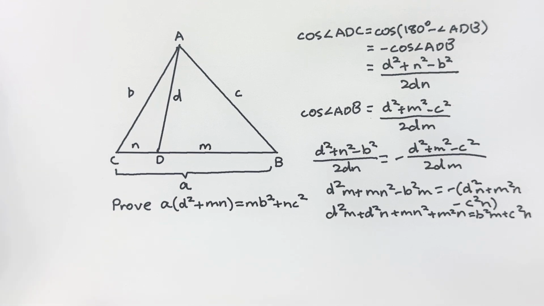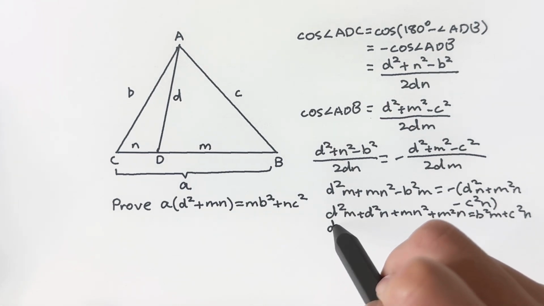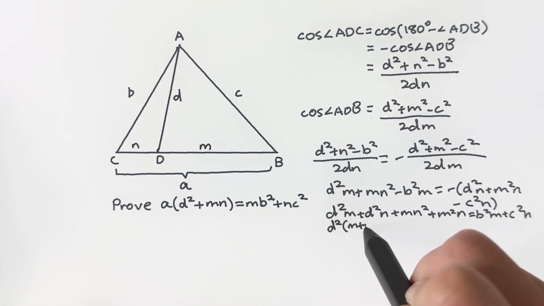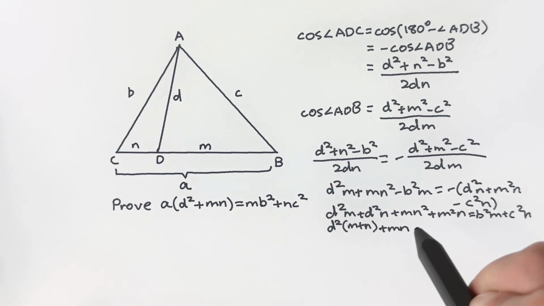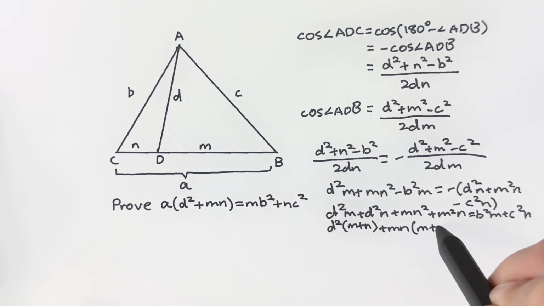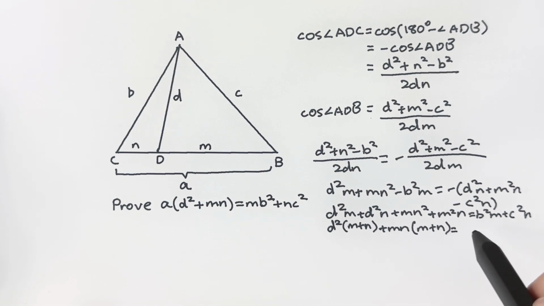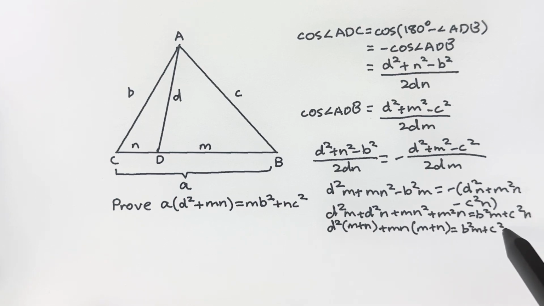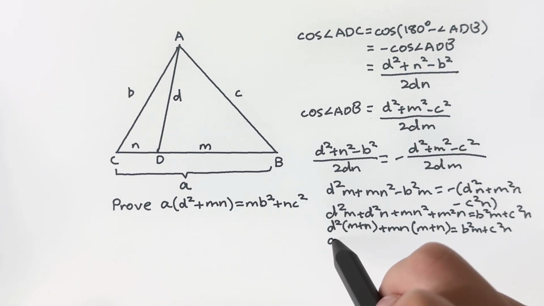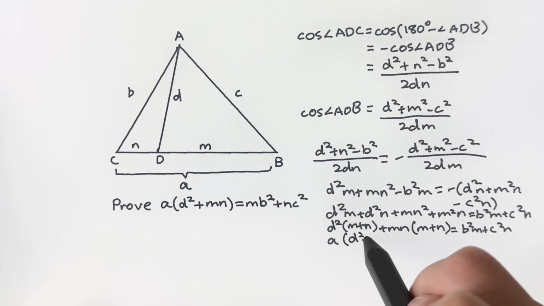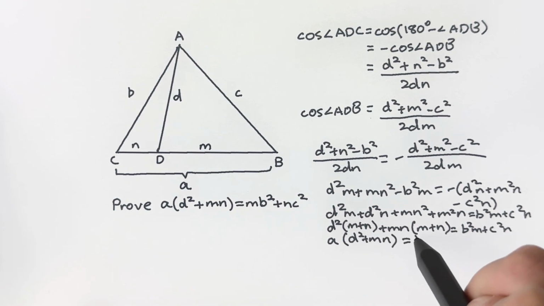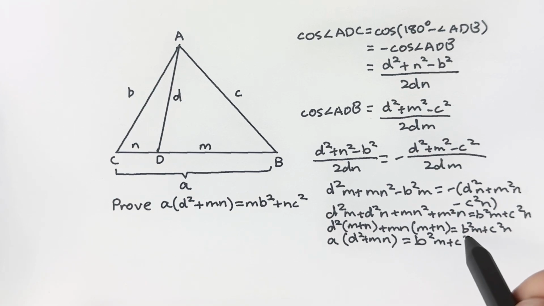And we can factor this to get into a form that is similar to Stewart's theorem. d squared times m plus n, plus mn times m plus n, equals b squared m plus c squared n. Now notice that m plus n just equals a. So we can factor that out. So a times d squared plus mn equals b squared m plus c squared n. And that is how you prove Stewart's theorem.